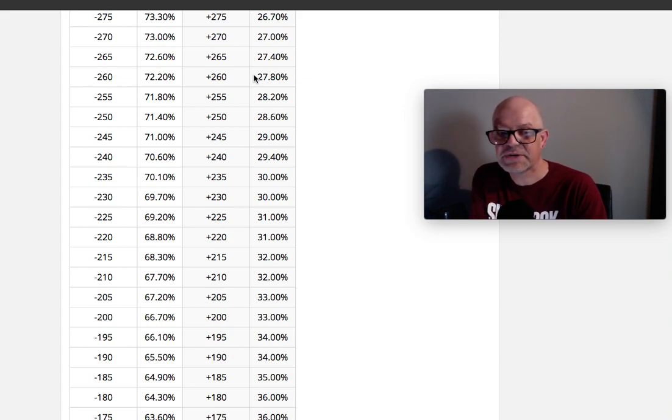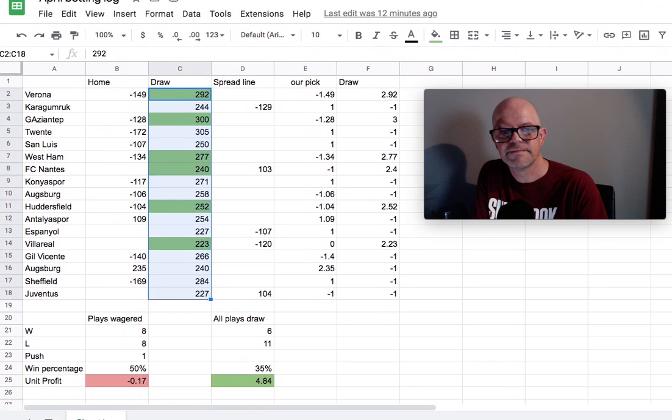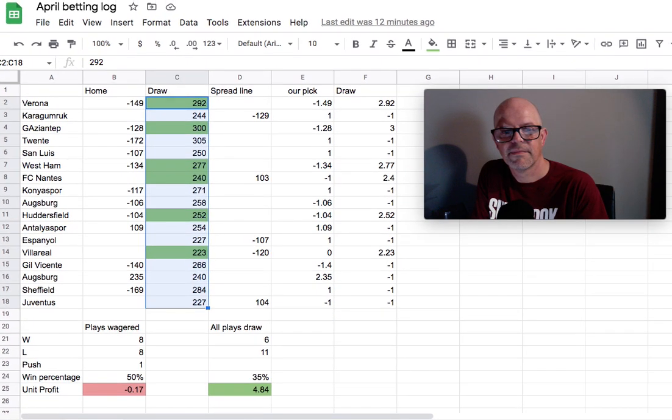So even if we would only hit 27%, it would have broken even. But instead, we ended up hitting 35% with an average money line of 259. So therefore, it was profitable simply playing draws and all those.